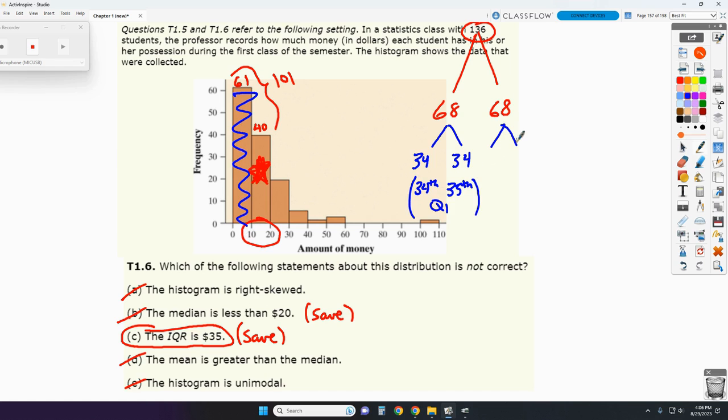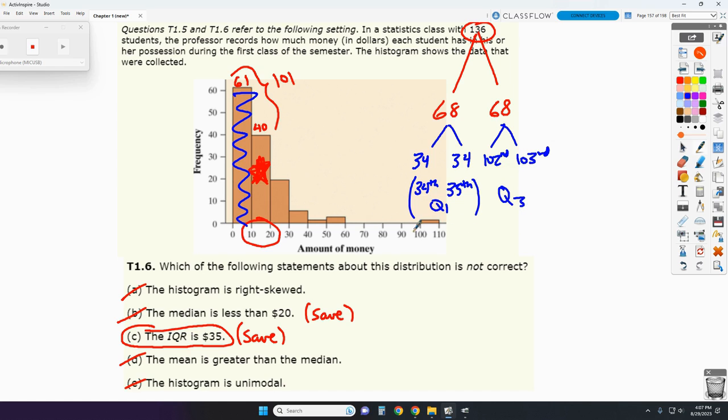And in the second half, this is where it gets trickier, because now it's not just going to be 34 and 34. We kind of need to cumulatively think about where we're at there. So if I want to go 34 students below 136, that'd be 102. So between the 102nd and 103rd students, that would give me Q3.